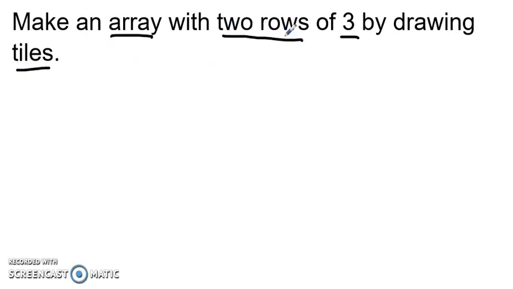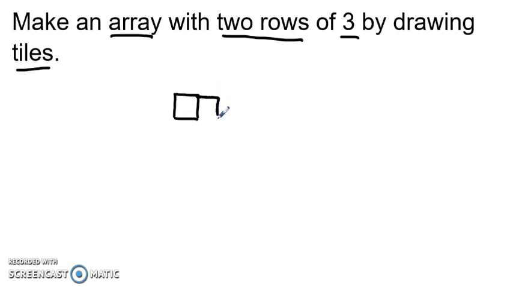So I need 2 rows. Remember, rows go across. And in each row, I'm going to place 3 tiles. So I'm going to start by drawing one square. I'm going to do my best to draw it nice and neat. Then I need to do my best to try and keep every square the same size. So here's the beginning of my first row. I need to add 2 more for 3.